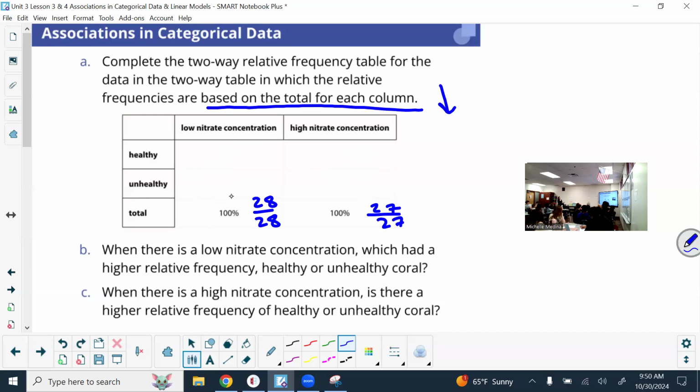And notice it has it as percents. So you should make these percents to keep it consistent. Then answer the rest of the questions, which had a higher relative frequency, and so on. Answer those questions, and then we'll see if there's an association in the data. Table 7, what's the relative frequency for the low nitrate concentration of the healthy coral? 71.4%. And what did you divide to get that?